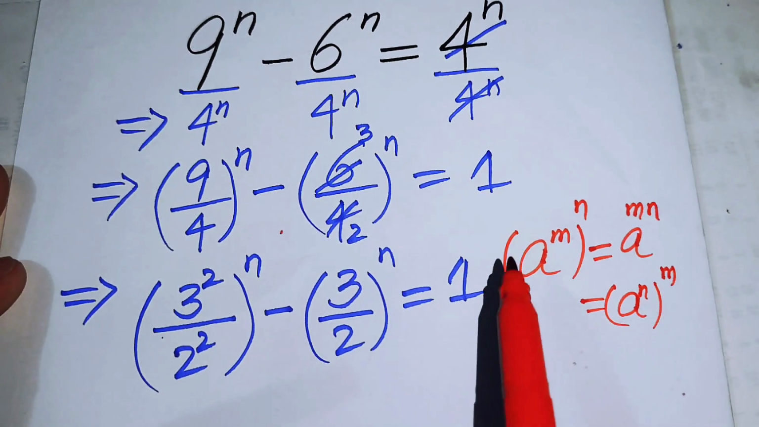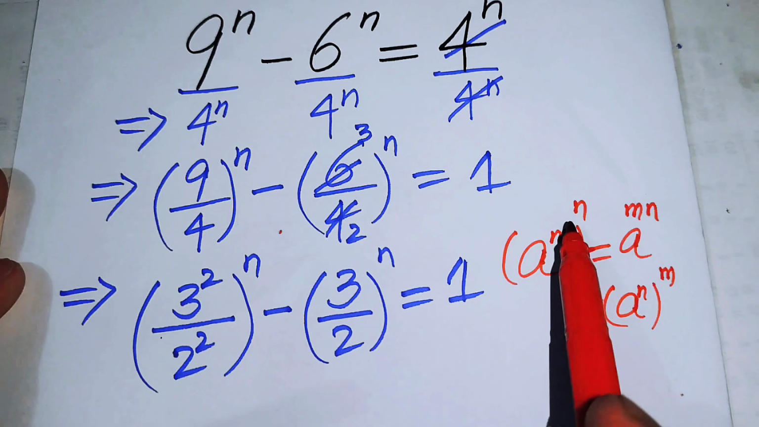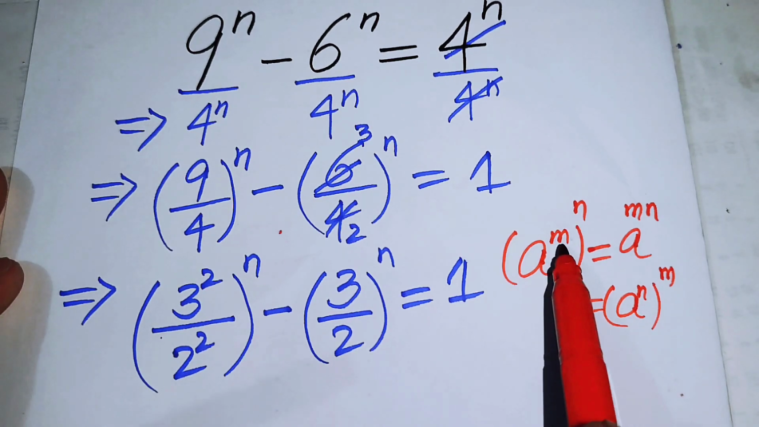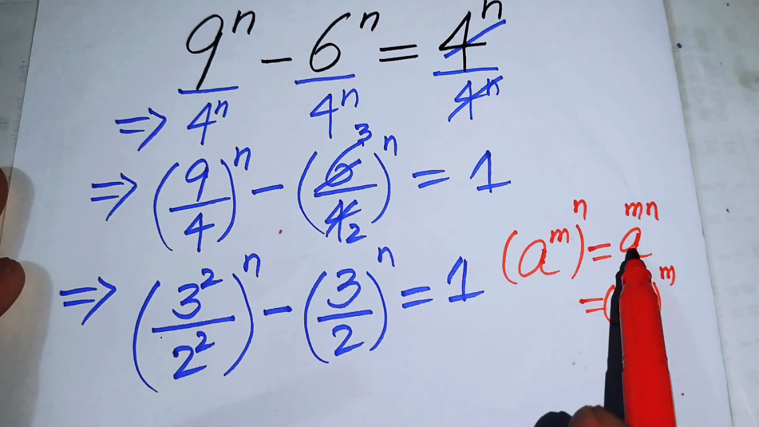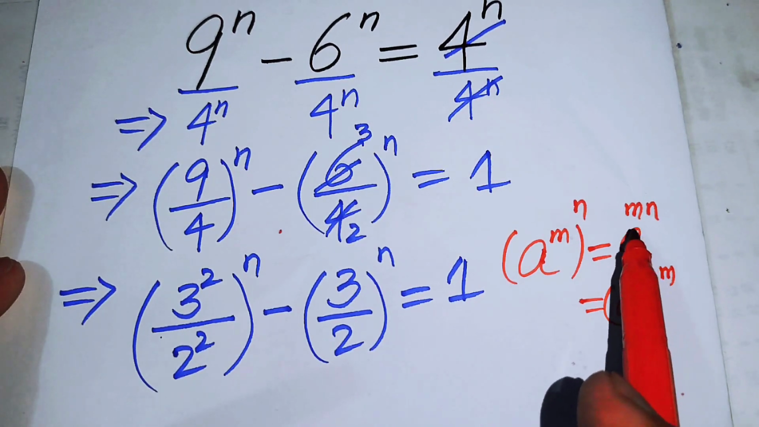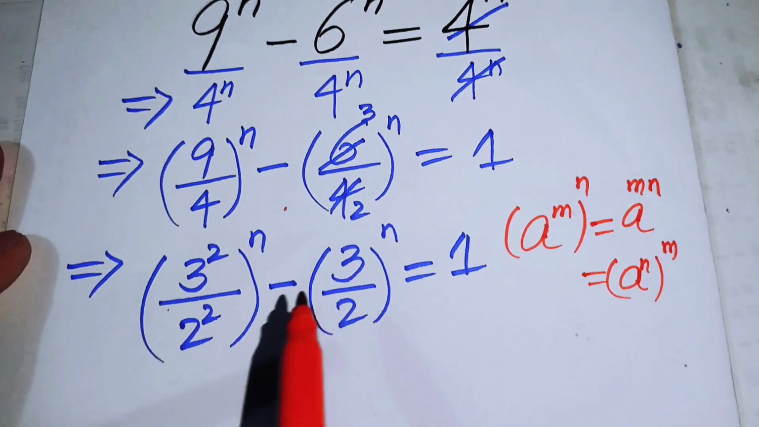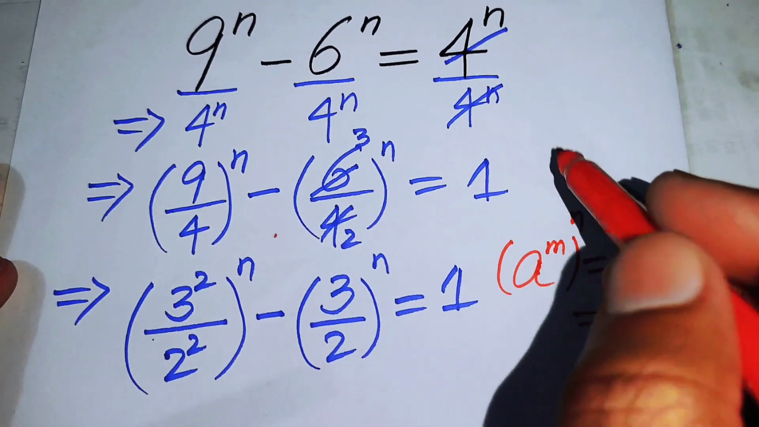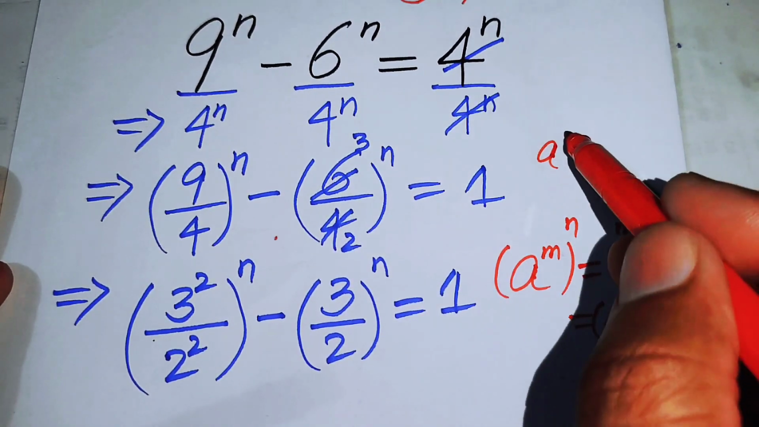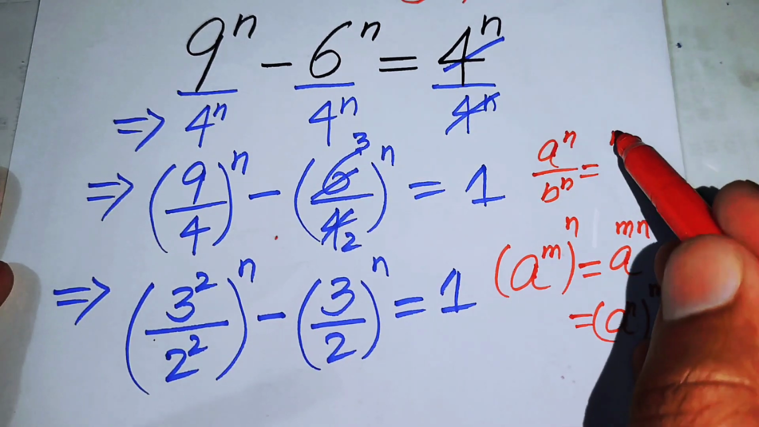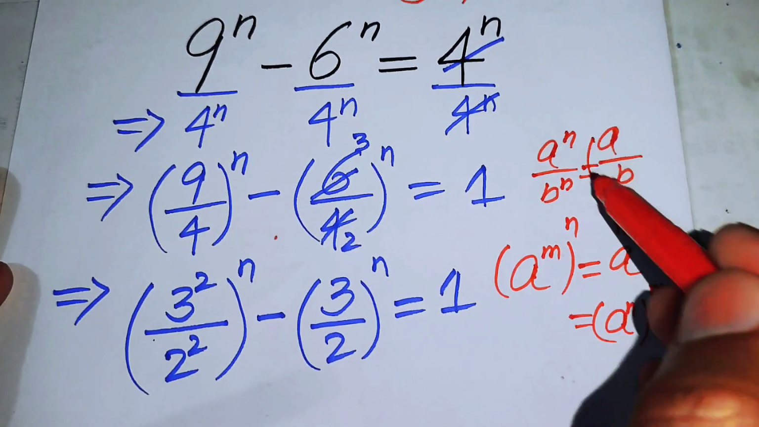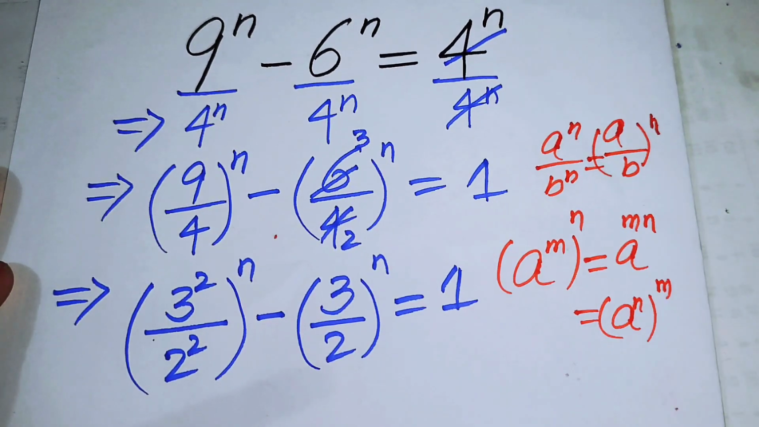It means that you can interchange these two exponents, if you write a to the power of m to the power of n or a to the power of n to the power of m, it gives us the same answer, a to the power of m times n. Again I can apply another exponent law, which is if you have a to the power of n over b to the power of n, we write it as a over b to the power of n.